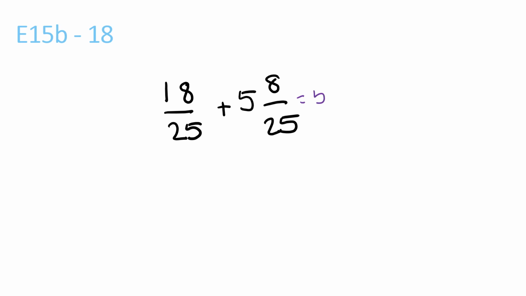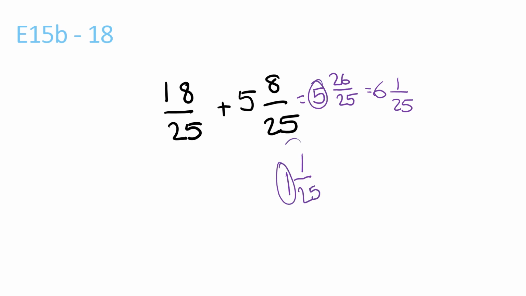So that's 5 and 26 over 25, which is equal to 6 and 1 over 25, because 25 goes into 26 once with a remainder of 1 over 25. Then you got to get the 5 and plus it by this one, so that's 6 and 1 over 25. I think this is the last question.